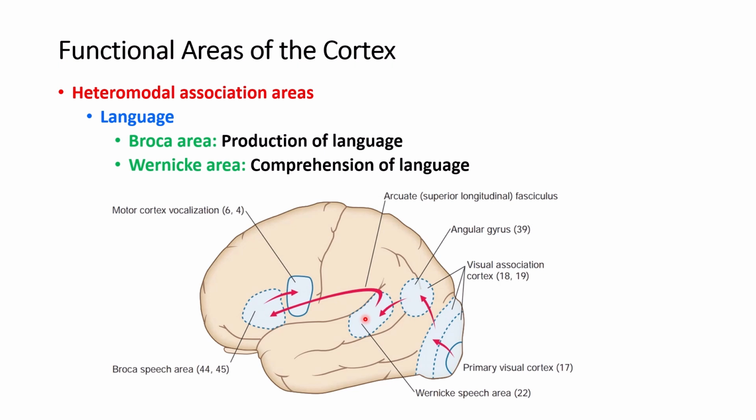So Wernicke area is important for comprehension of written and spoken language. Then Wernicke area is connected with the Broca speech area, and this is for vocalization. So this is connected with the motor cortex vocalization area, and this is for movement of the larynx.